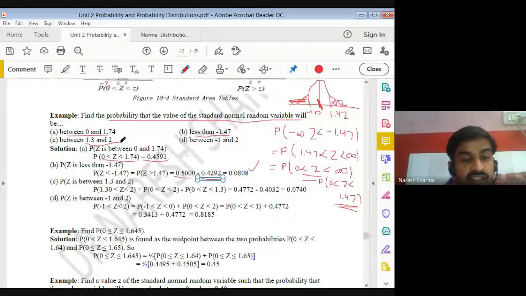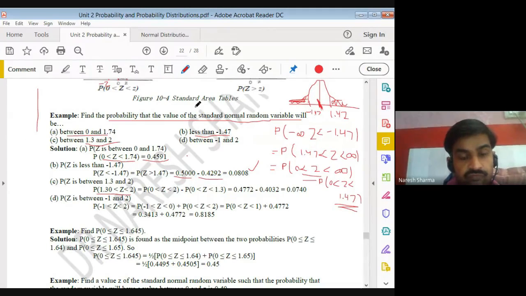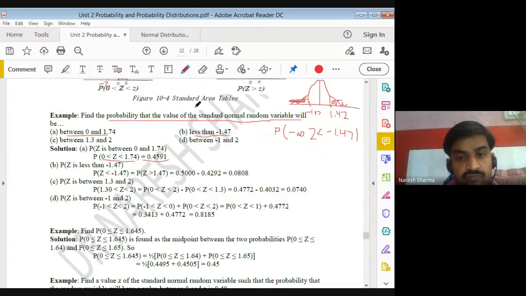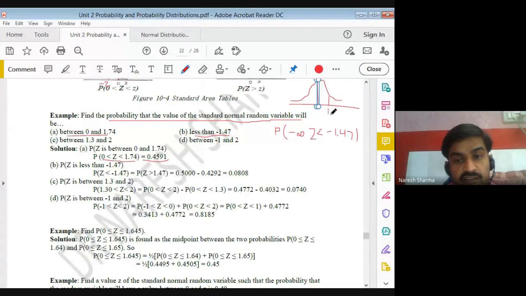Between 1.3 and 2.0. So when you say 1.3 to 2, that means in this graph, we may consider the same graph, right? So it is symmetric. When you say your value is between 1.3 to 2, suppose this one, so this is your area, which is the required area.